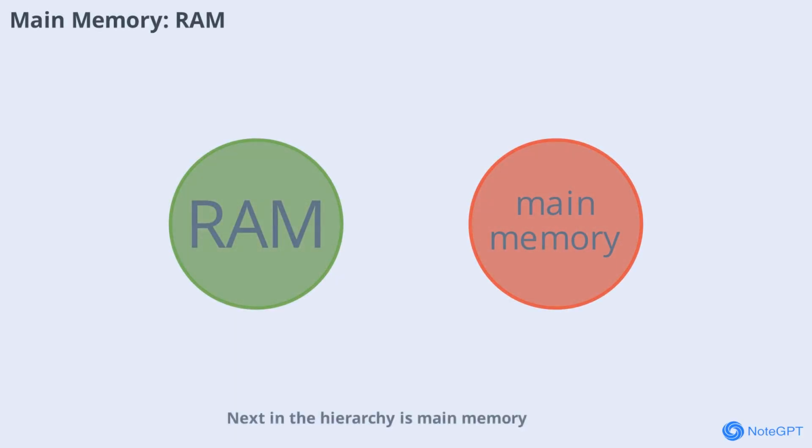Next in the hierarchy is main memory, commonly known as RAM, or random access memory. RAM is much larger than cache and registers, but it's also slower. It stores data and programs that are currently in use, allowing the CPU to access them quickly when needed. When you open a new application or load a file, it's loaded into RAM. While not as fast as cache, RAM is essential for multitasking and smooth system performance.